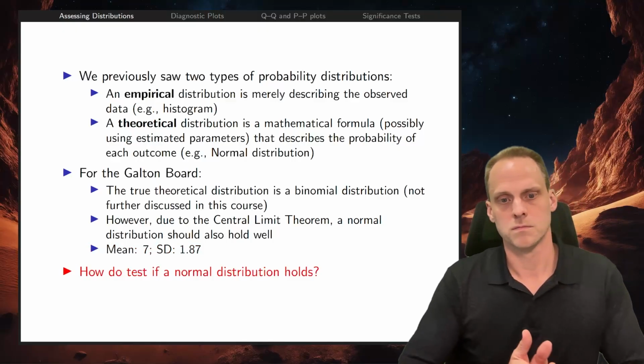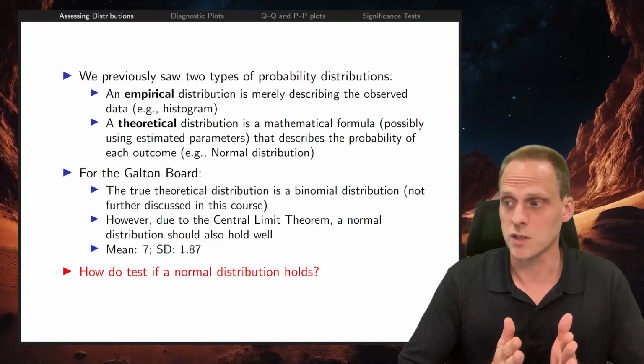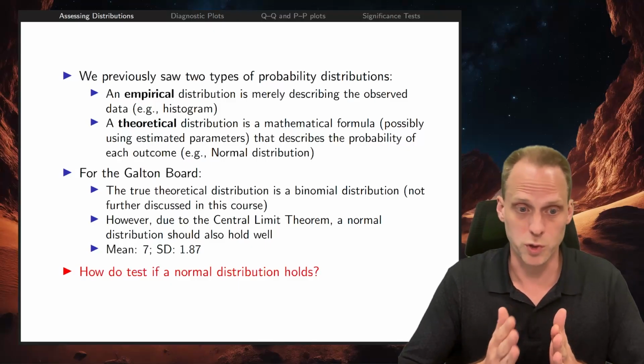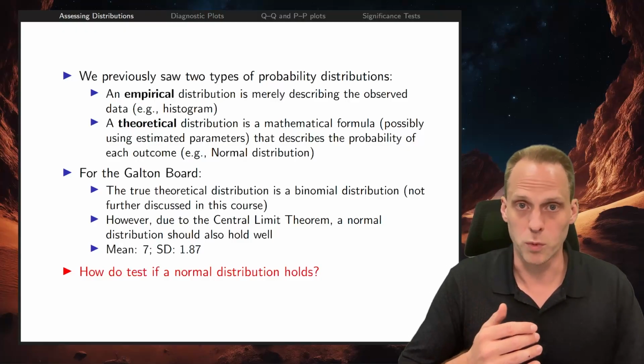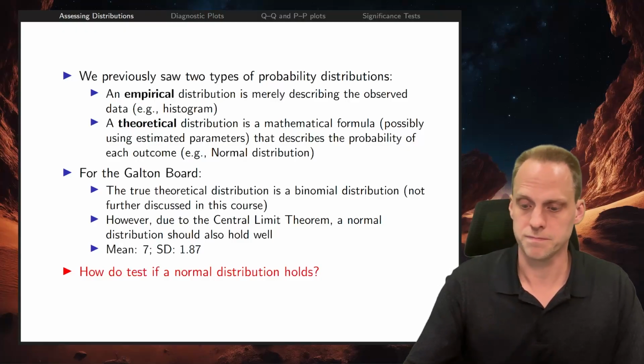Now, due to the central limit theorem, we know the normal distribution should hold approximately well. But can we also test this? Can we test if we get a normally distributed set of responses?